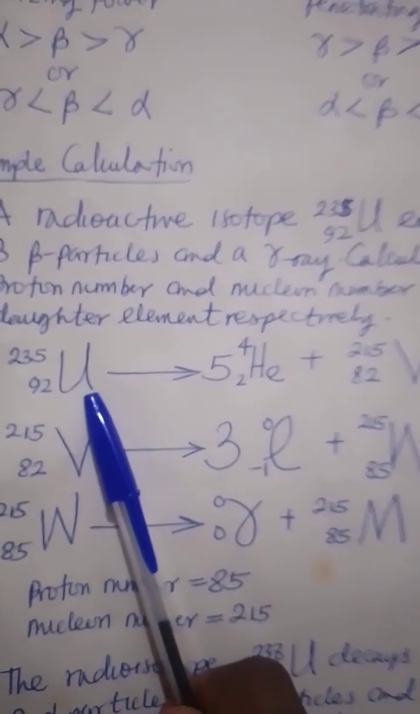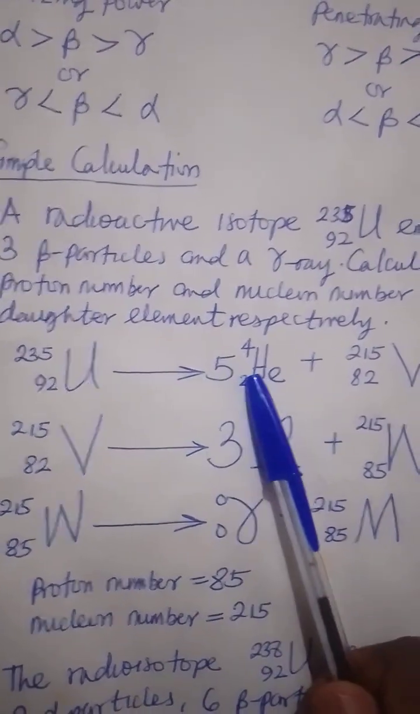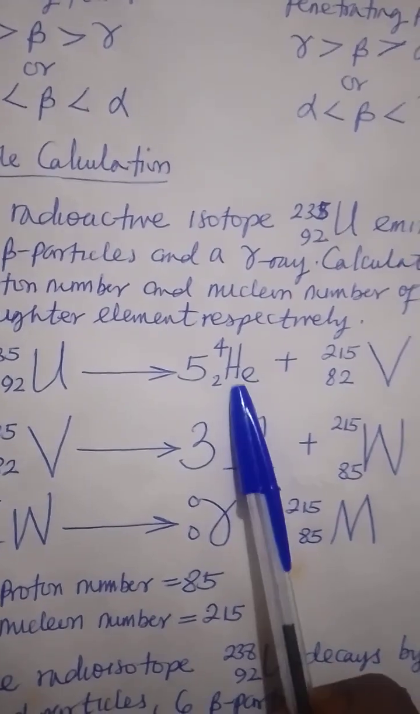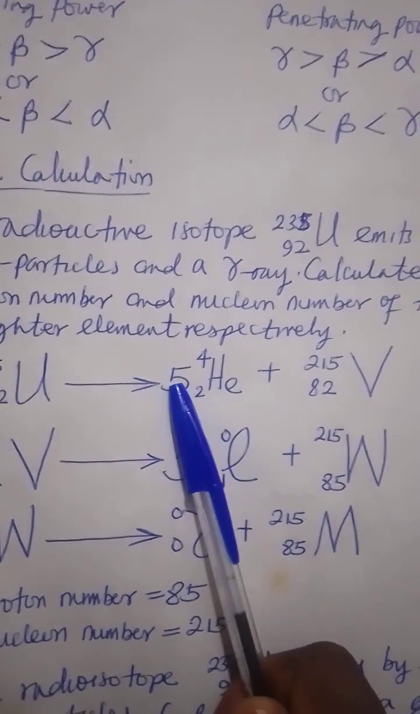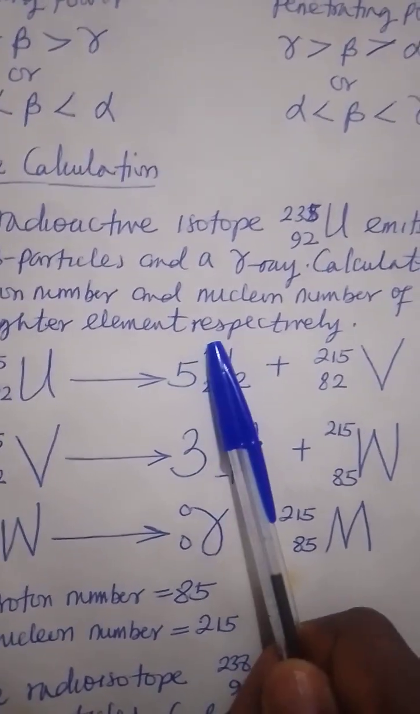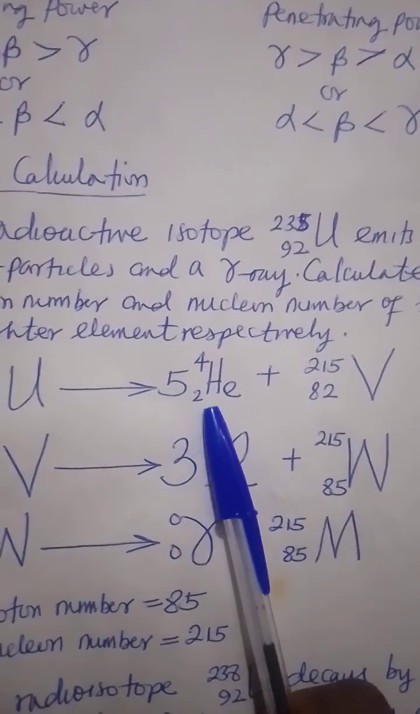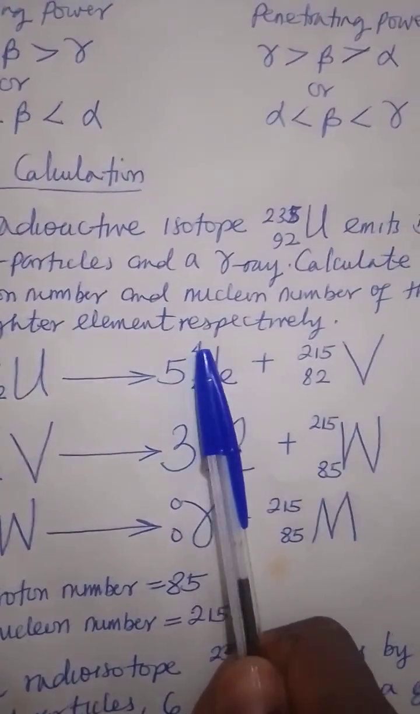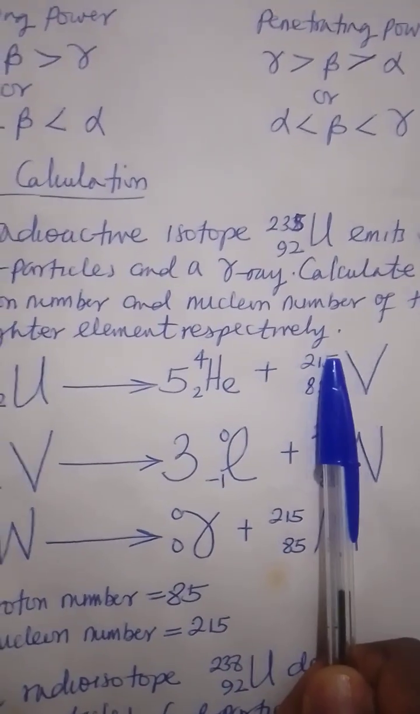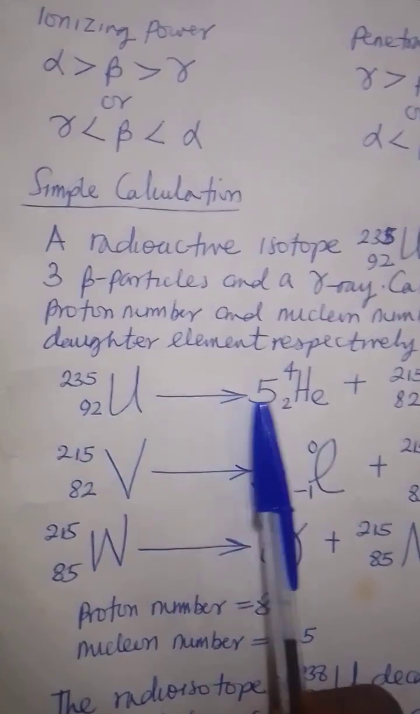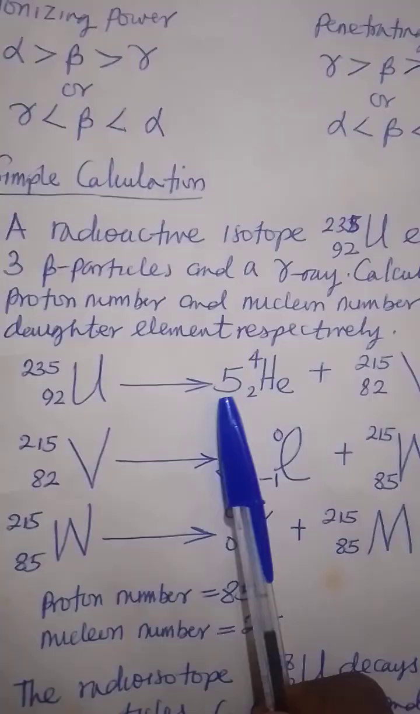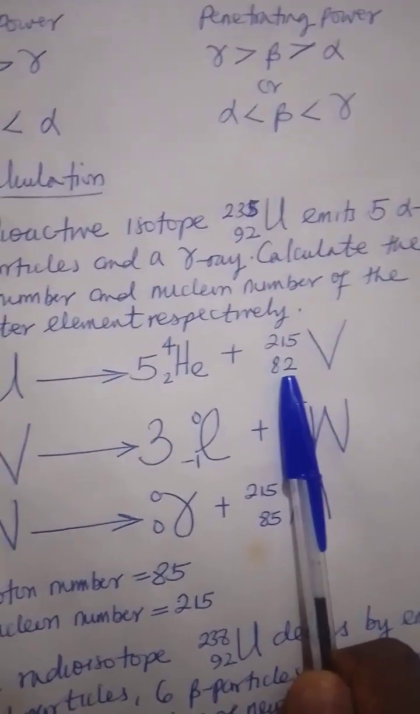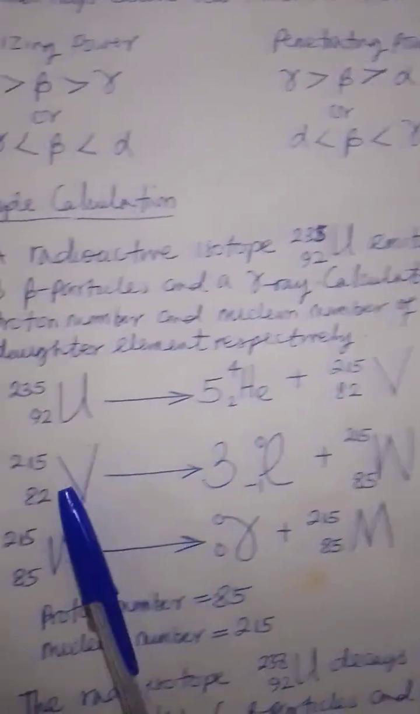Remember, it is emitting 5 alpha particles. Alpha particle is represented by writing helium nucleus. So this is helium nucleus, 5 in front. So 5 times 4 is 20. 5 times 2 is 10. So if we do 235 minus 20, that's 5 times 4, 20, that will give us 215. And then we do 5 times 2 is 10. 92 minus 10, that will give us 82. So we bring this here.